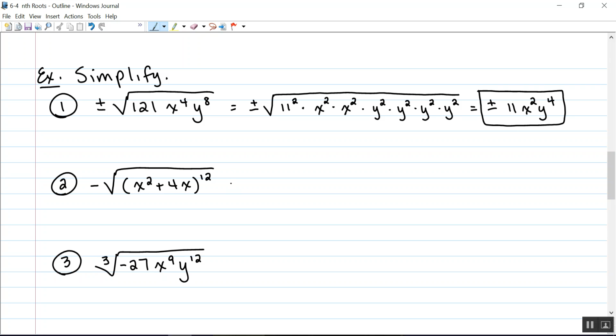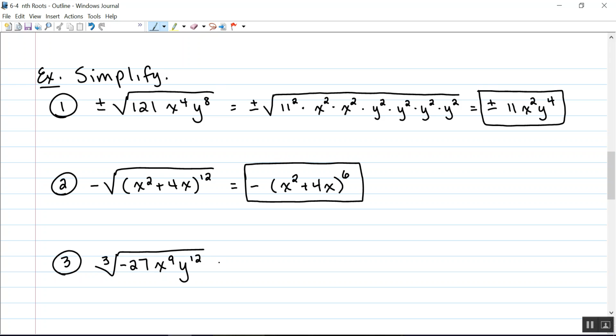Okay. Number 2. So I'm going to put my negative there because that's going to be in my final answer. Now let's take a look at this. I have x squared plus 4x, that whole binomial to the 12th power. Now I don't want to write out x squared plus 4x in parentheses squared 6 times, because that's how many times I would have to have it to get it to the 12th power. So this is actually going to be equal to negative quantity x squared plus 4x to the 6th power, because there are 6 parentheses squared underneath there. So something raised to the 12th power is 6 of those squared. I'll box that.